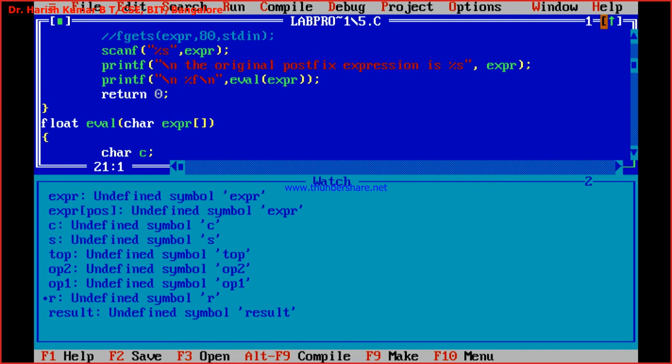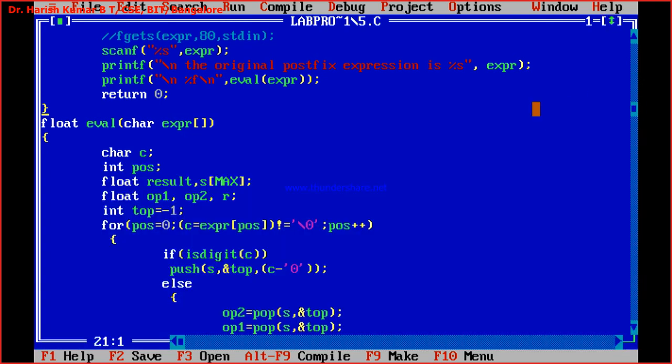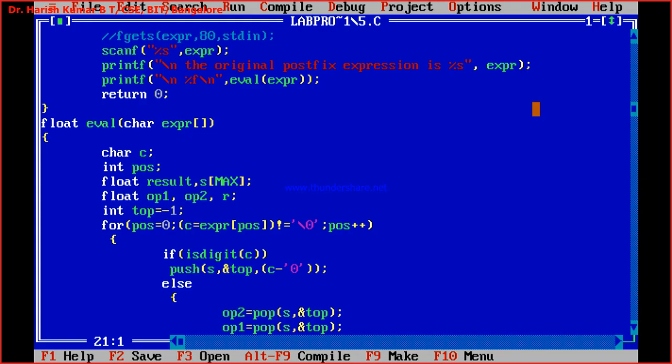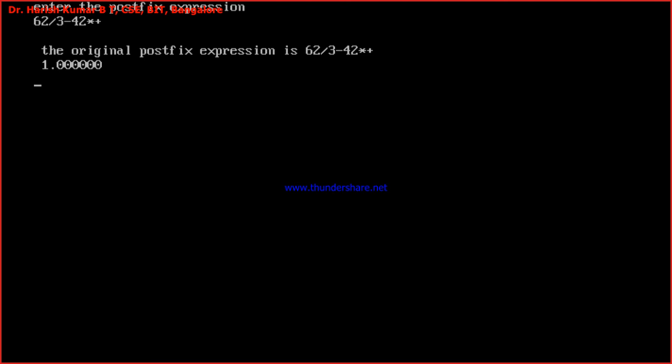People, did you understand how to trace it? Yes or no? Yes, sir, understood. Yeah, I'll press Control F9 and run it again, just to show you, because it showed you the wrong answer because of me pressing the wrong key on the keyboard. Okay, 6 2 divided by 3 minus 4 2 into plus, Alt F5.